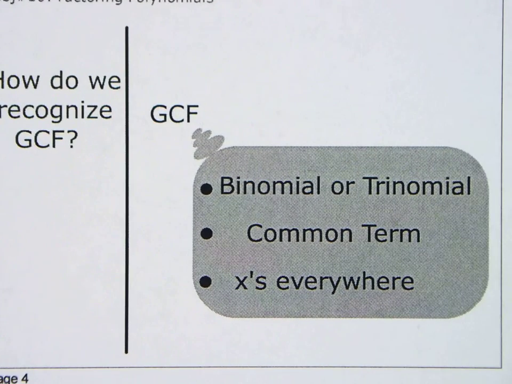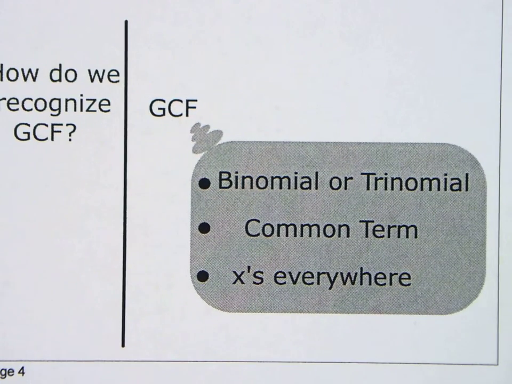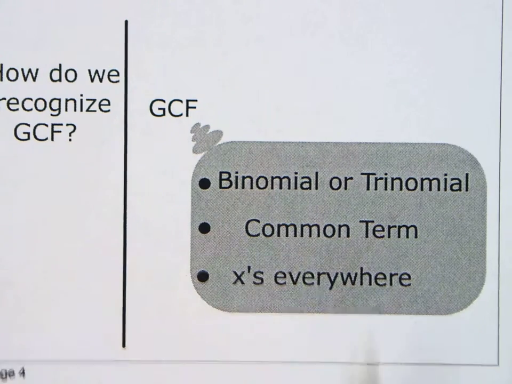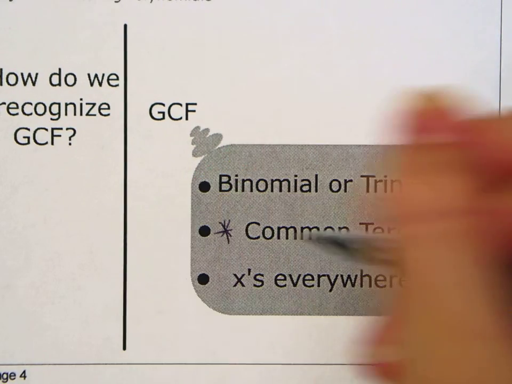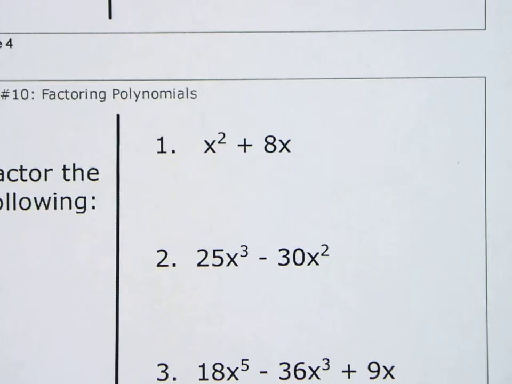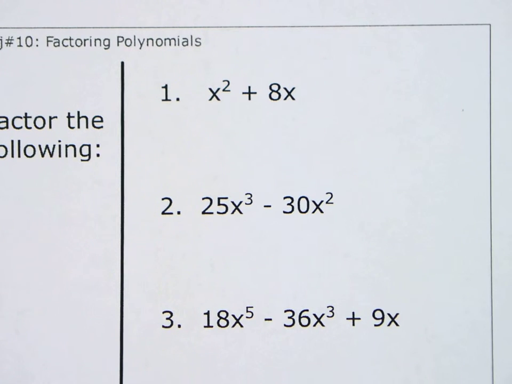How do we recognize GCF? GCF can be a binomial or a trinomial. There's always a common term. This is the key. There's always a common term. And a lot of times there's x's everywhere. So that's really your key to recognizing it as a GCF if there's x's in every single term. Okay? Pause the video, write it down. All right. Now let's practice.